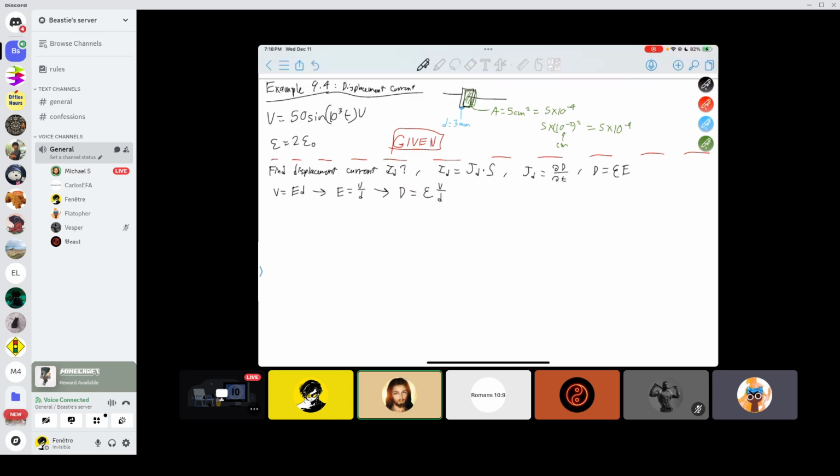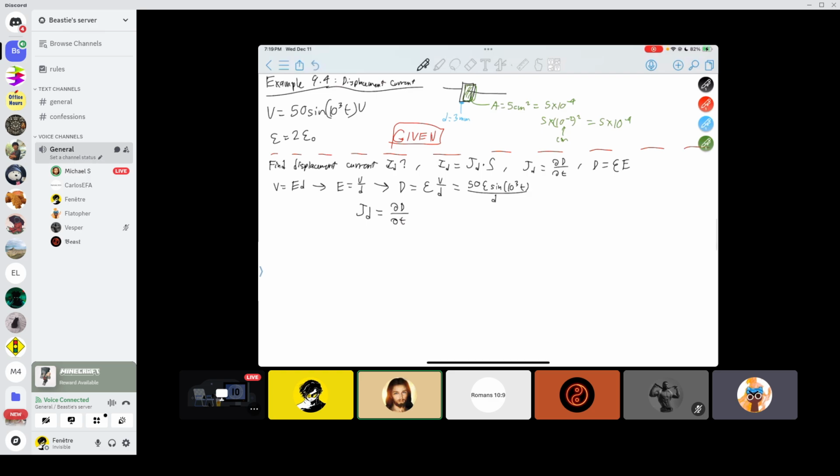Now if you want to do JD, we have to take the derivative of D with respect to t. Personally, what I do is I just go for it and stick the whole thing in there. I know the book plays with just the letters and all that, but I'm just going for it at this point. This over d. All right, so that's that.